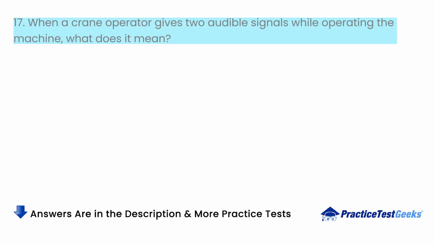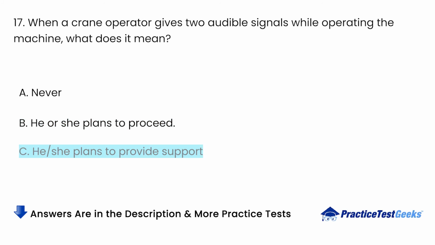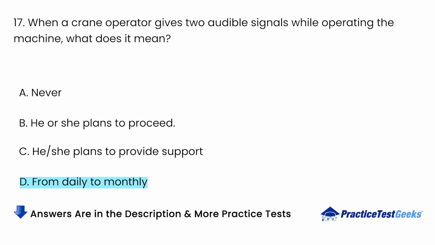When a crane operator gives two audible signals while operating the machine, what does it mean? A. Never. B. He or she plans to proceed. C. He or she plans to provide support. D. From daily to monthly.